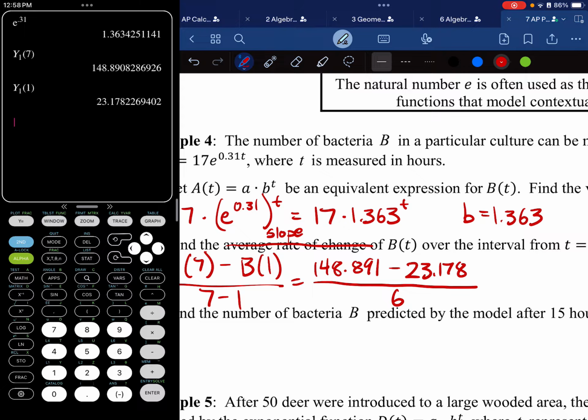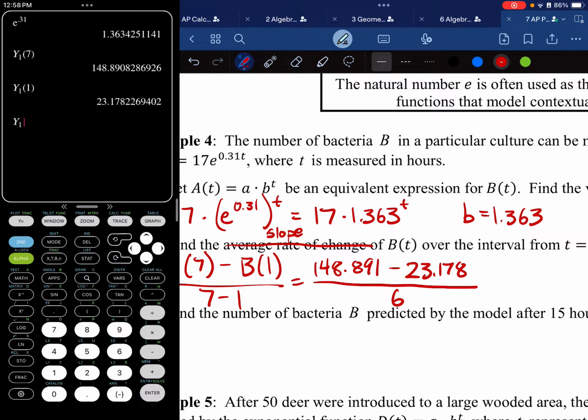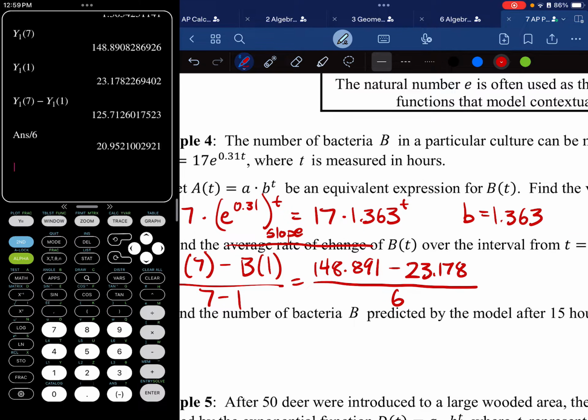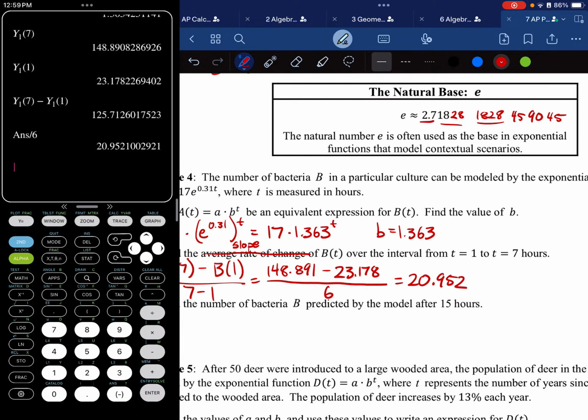Okay, I just need to calculate what these two things are. So I'm going to do this perfectly. I'm going to do y1 of 7 minus alpha trace y1 of 1 and the parentheses. Oh, I accidentally hit 9. And the parentheses. Okay, so I did the subtraction problem perfectly. The answer is stored. I'm just going to hit divided by 6. And I have never rounded my answer until just right now, in terms of the calculator. This is equal to 20.952. Excellent. All right, so that's the slope.